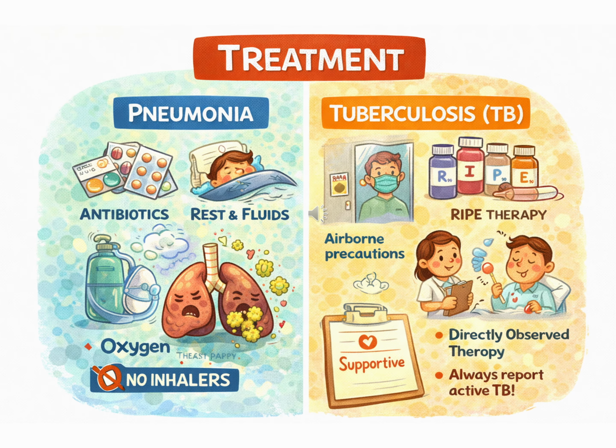Treatment for pneumonia is oxygen, antibiotics, and supportive care. Remember, no inhalers for pneumonia because this is a bacterial infection. TB requires prolonged multi-drug therapy and strict airborne precautions to prevent transmission. Always remember to have an N95 mask for this. RIPE therapy stands for rifampin, isoniazid, pyrazinamide, and ethambutol, and this is the standard first-line treatment for active TB.